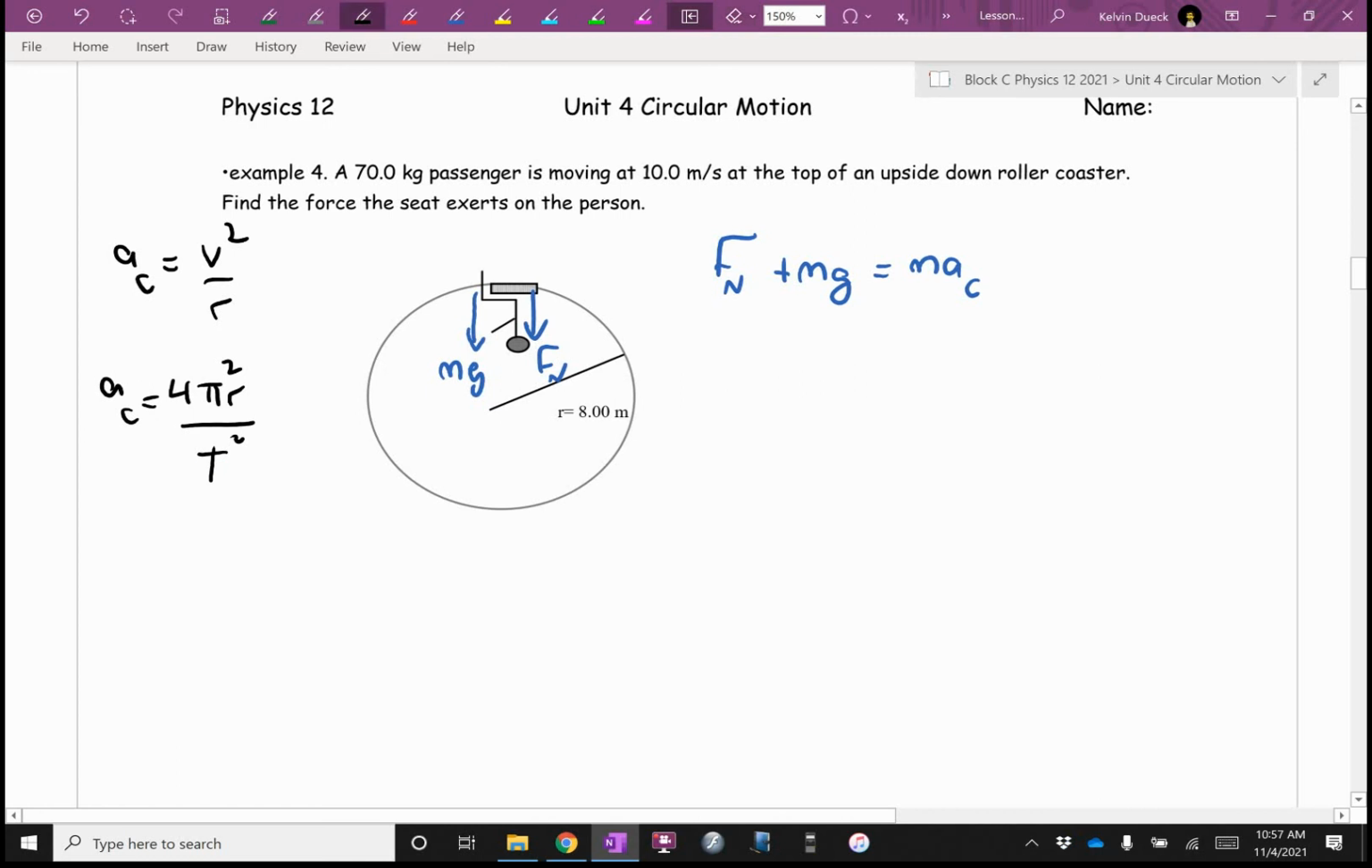Okay. So let's get the Fn by itself. Actually, this is our first time doing this, so let's go very, very slowly. Fn plus mg equals mv squared over r. Now, Alicia, let's get the Fn by itself. How would I get the Fn? How will I move the mg over? Yep. The normal force at the top is going to be mv squared over r minus mg.